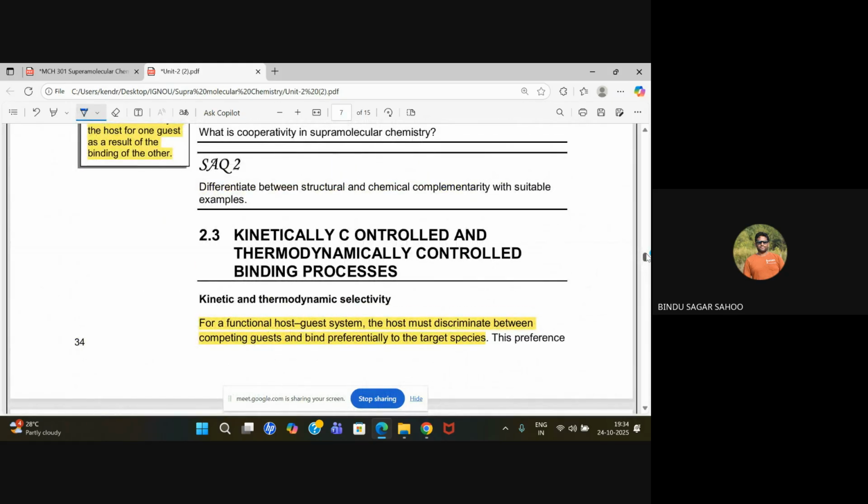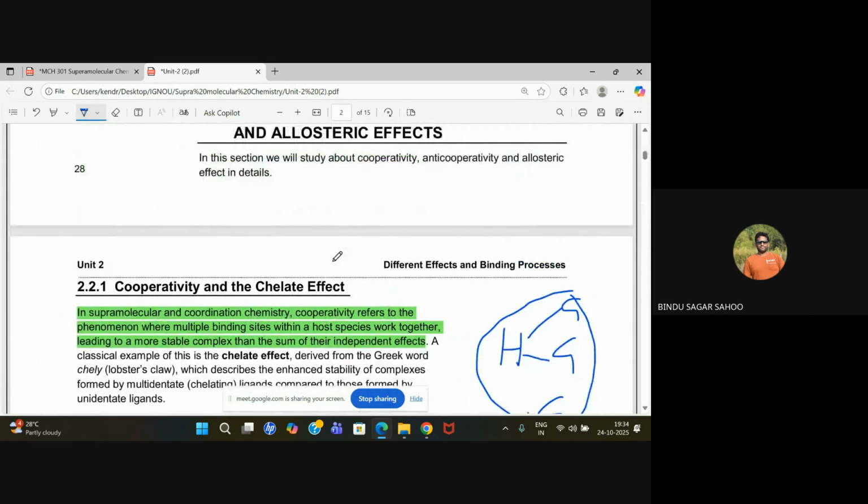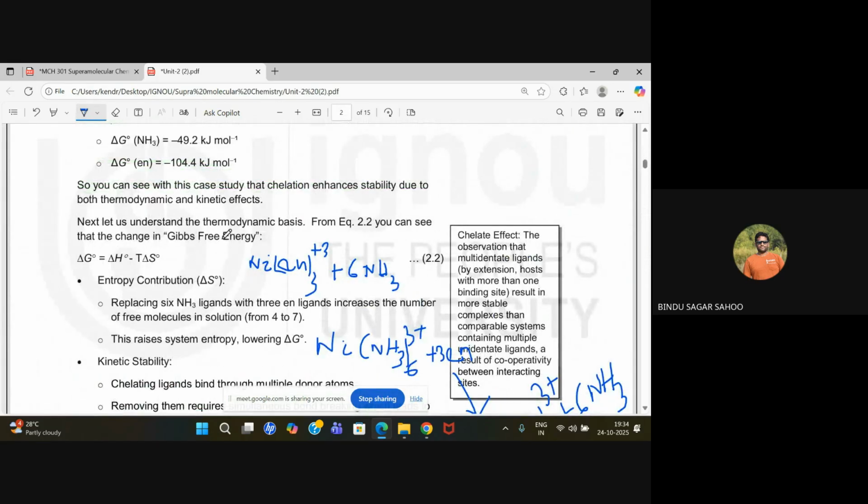These are not very complicated things. In BSc, you already studied metal complexes in solution and the entropy factors.